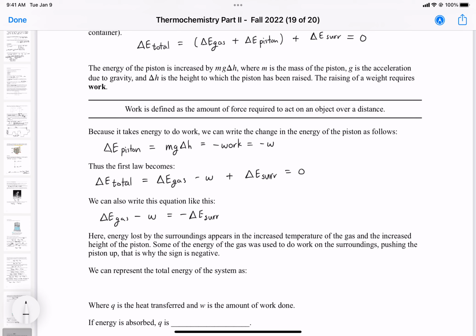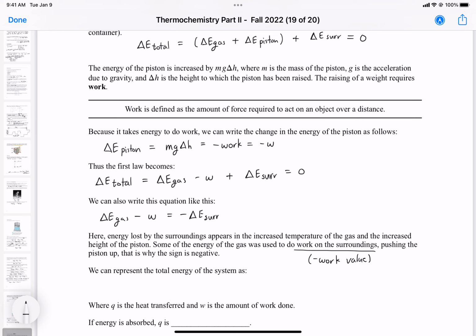Okay, so energy is being used to heat the gas, and it's also used to push the height of the piston up. So we could say some of the energy was used to do work on the surroundings. So this will always be a negative work value. So negative work value here. Okay, so always negative work here. And pushing the piston up, and that's why the sign is negative.